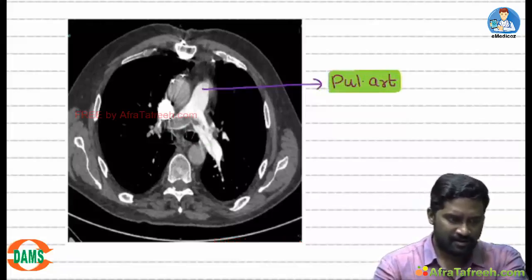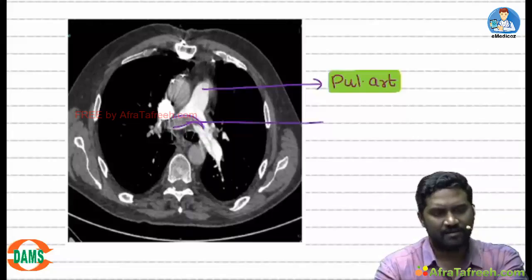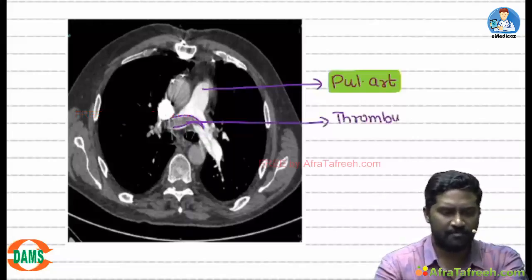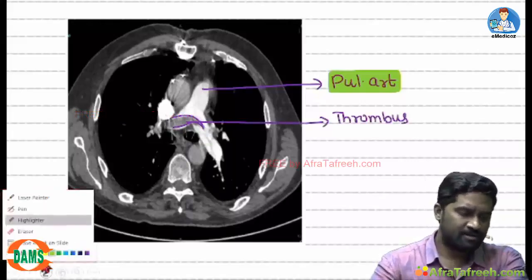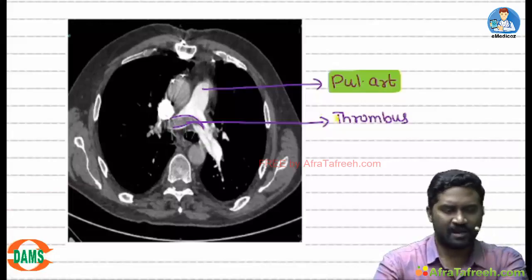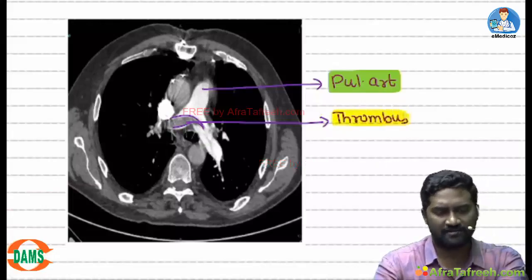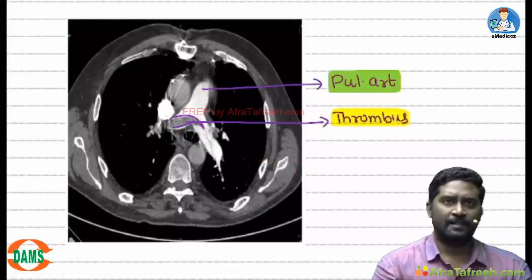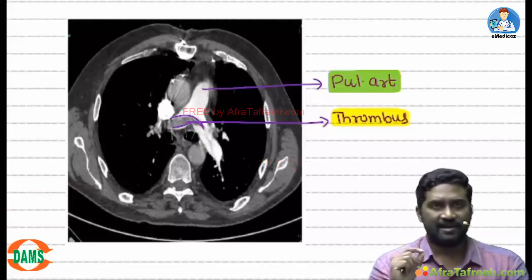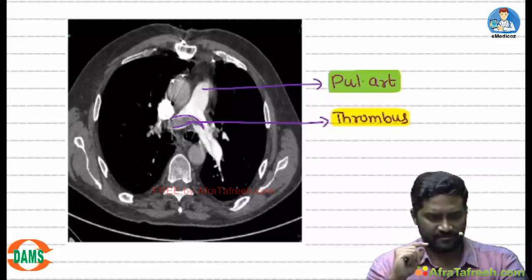In that area of white, if you see anything less white like this, what is this? This is thrombus in the pulmonary circulation. See here how beautifully this CT pulmonary angiography is localizing the thrombus in the pulmonary circulation within no time. That's why it is considered the investigation of choice.